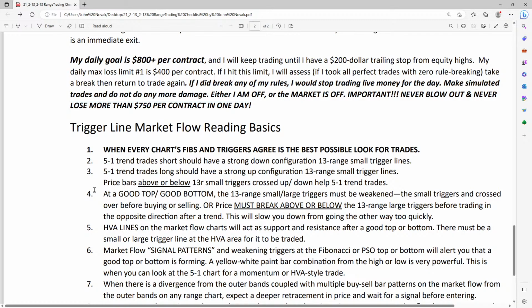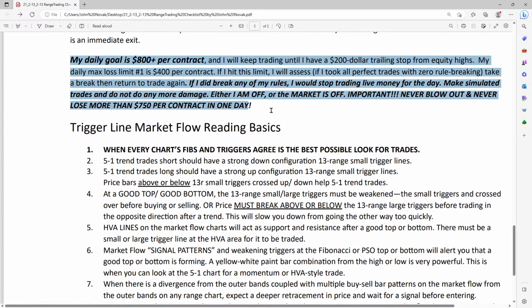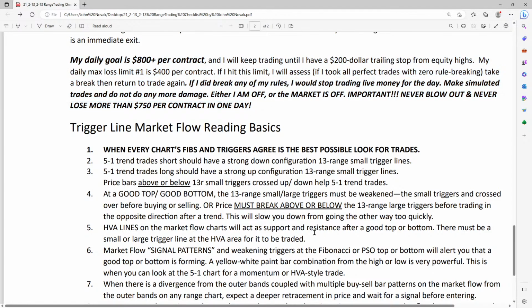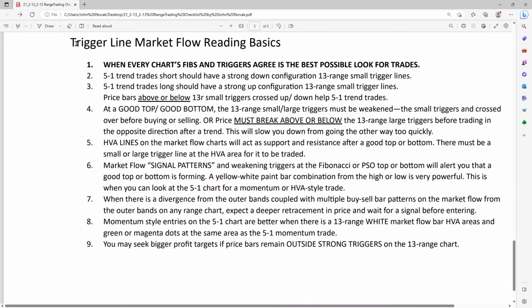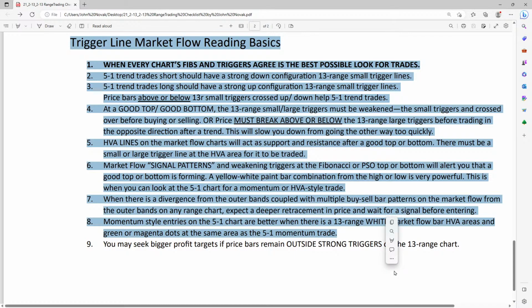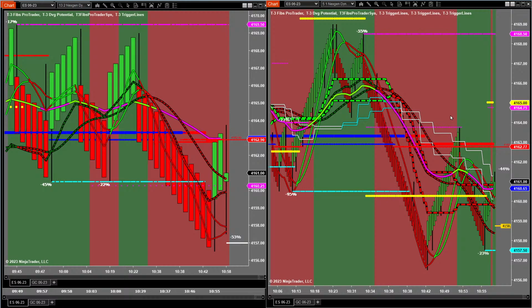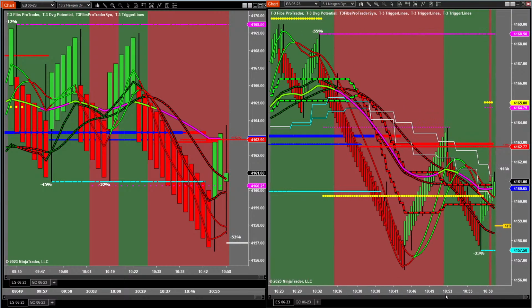So anyway, this is the right thing to do. It's not the easiest thing to do. And again, look, I wrote out all the trigger line reading basics that I use in the plan. So you guys are more than welcome to use that.